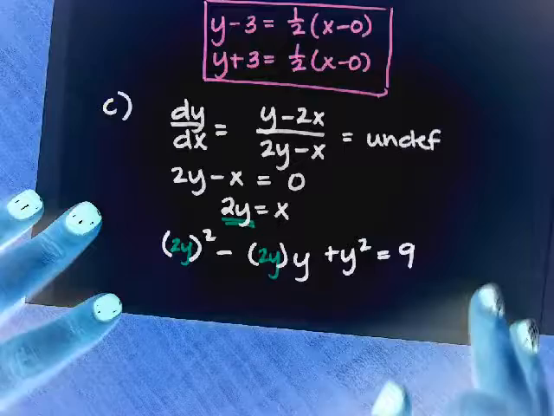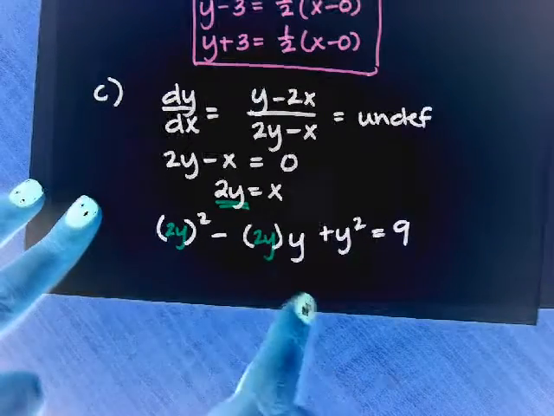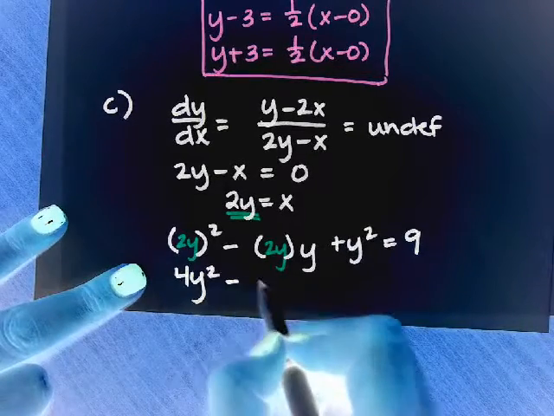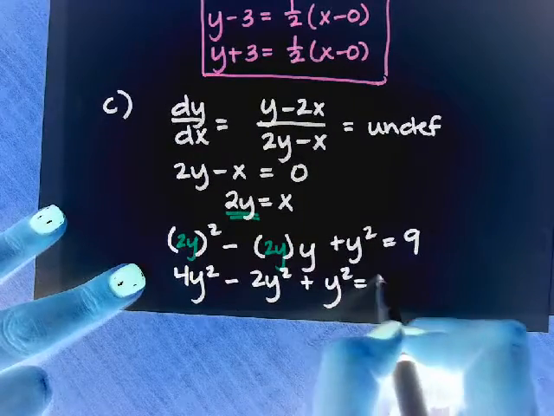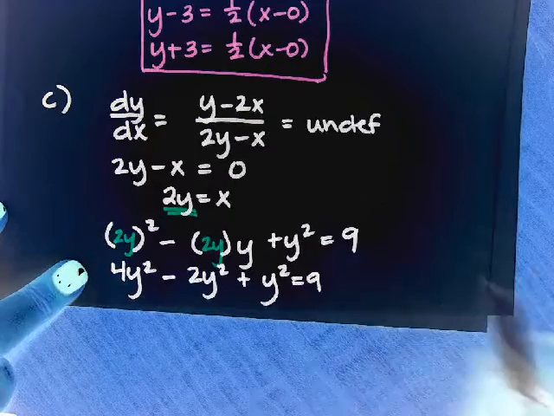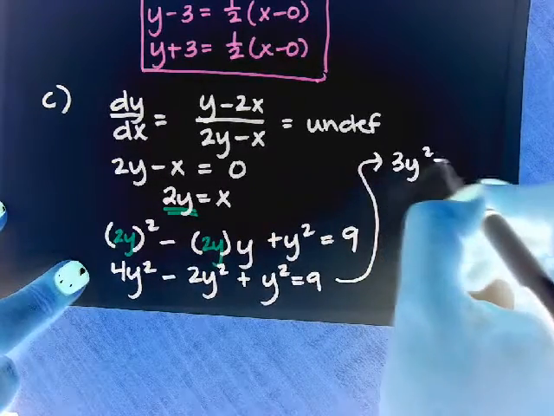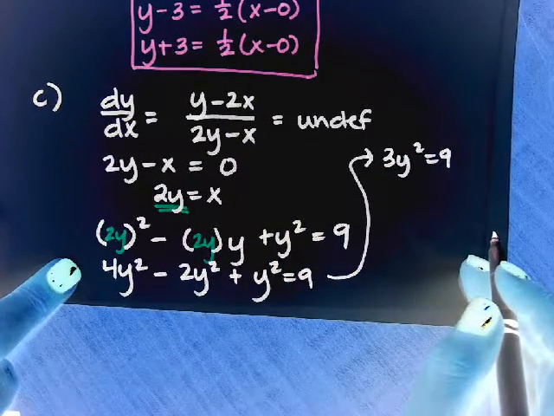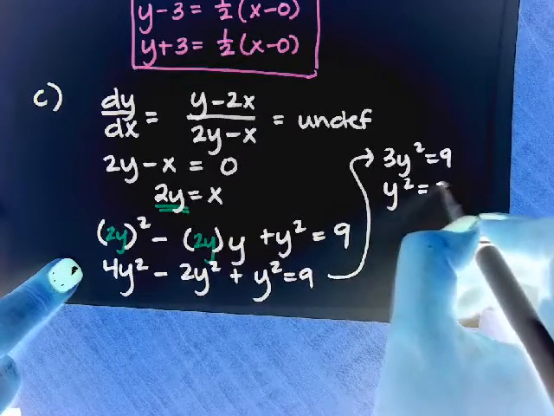So if we look at that, be really careful with your exponents and all that stuff. So then you look at 4y squared minus 2y squared plus y squared equals 9. Okay. 3y squared equals 9. Yeah, exactly. So 4 minus 2 is 2 plus 1 is 3. Okay, so 3y squared equals 9. Then what do I do? Then you divide both sides by 3, and then you square root both sides.